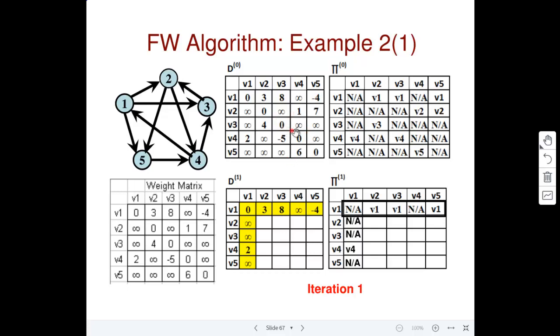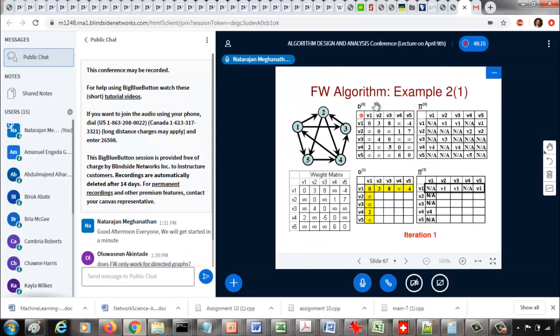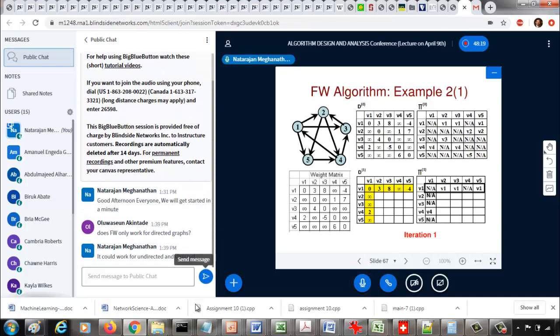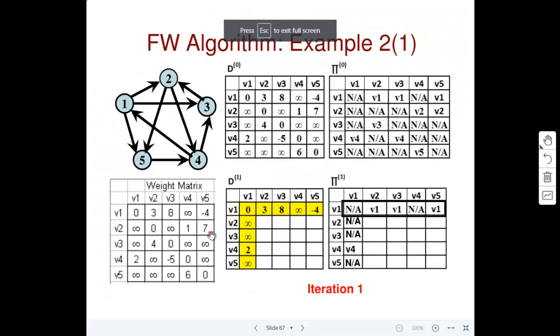Okay, so for the exam, I'll probably assign each of you just the distance matrix, and you can work based on that. All right, so let us now go through the first iteration. As I said, I'll give you the weight matrix. If I give you the weight matrix, you should be able to write the initial distance matrix and the predecessor matrix too. In the first iteration, you highlight the column and row corresponding to vertex 1.